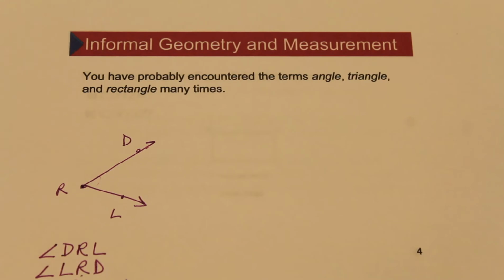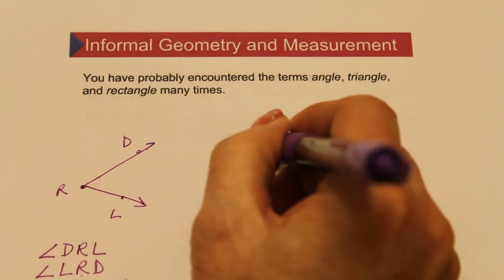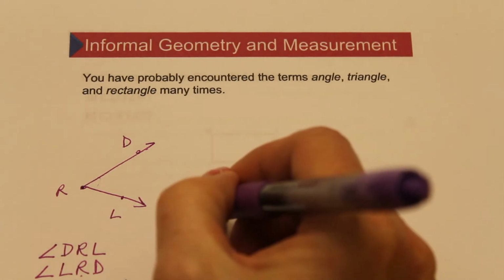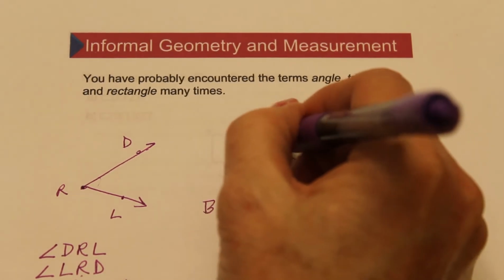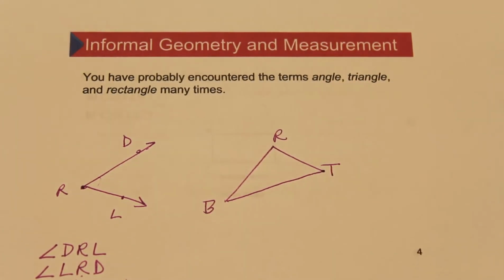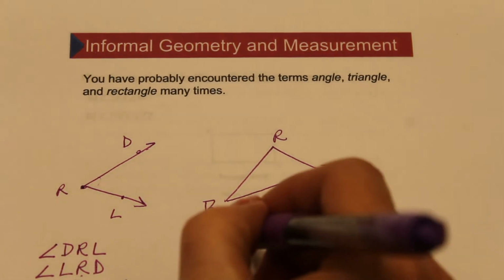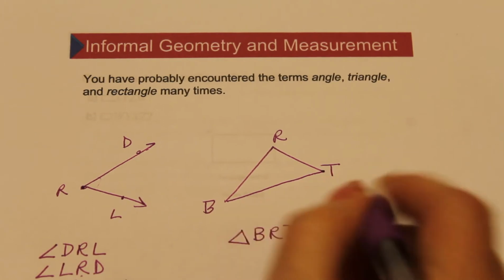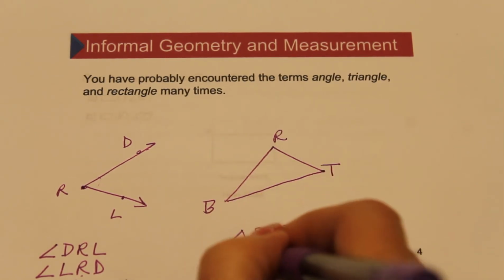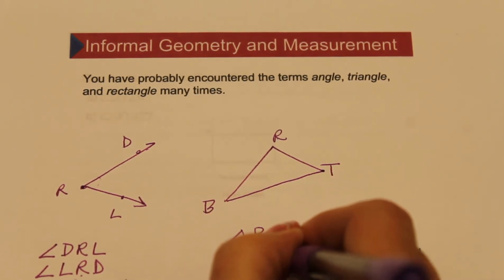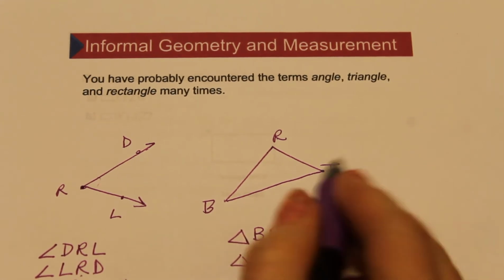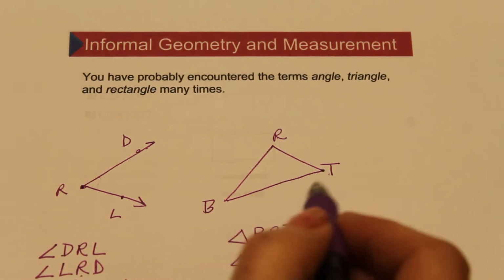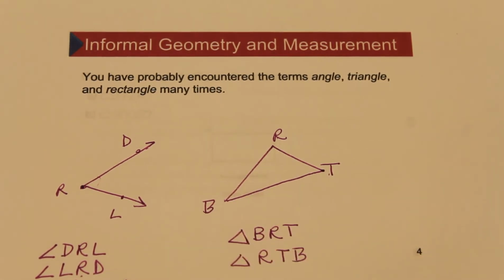How about triangle? Here's my triangle. A triangle is a three-sided object. If I have, let's say, B, R, T, we would call this triangle BRT. Or we could start over here. We could call this triangle RTB. Or you could start at T and go this way around the triangle for the name, or start at T and go this way around the triangle.